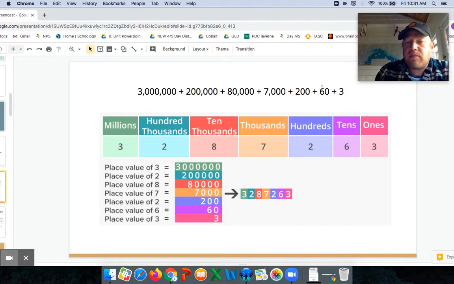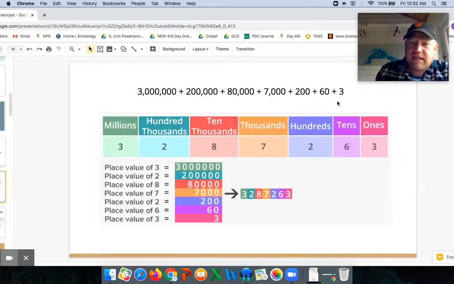And you should have come up with something about like this. We have 3 millions, 2 hundred thousands, 8 ten thousands, 7 thousands, 2 hundreds, 6 tens, and 3 ones. And you're probably saying, yeah, I remember doing something like this in maybe 3rd, 4th grade, maybe 2nd grade. I'm not sure. So binary is going to be different.